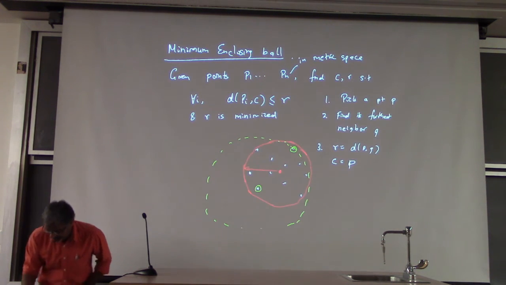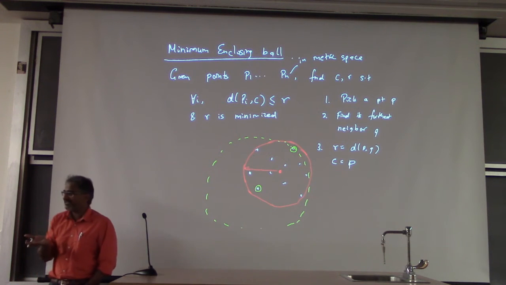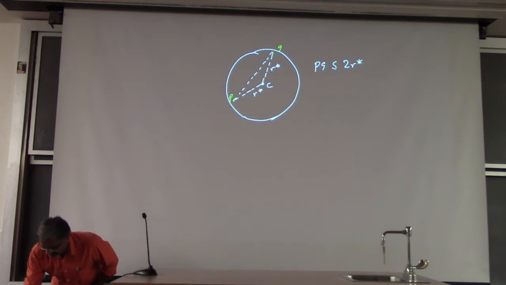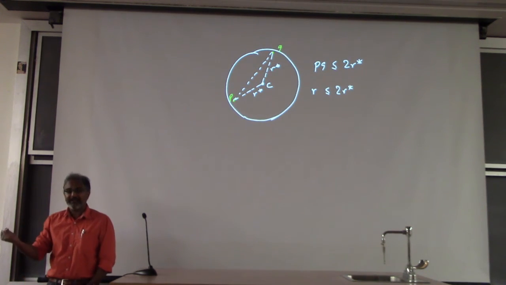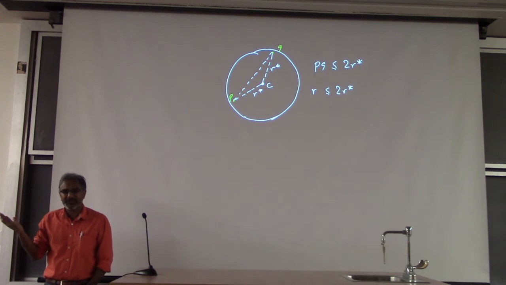But what did we just say? We said PQ is going to be the radius of our ball. So clearly, the radius of our ball is less than twice the optimal radius. Great. We're done. We got a 2 approximation.